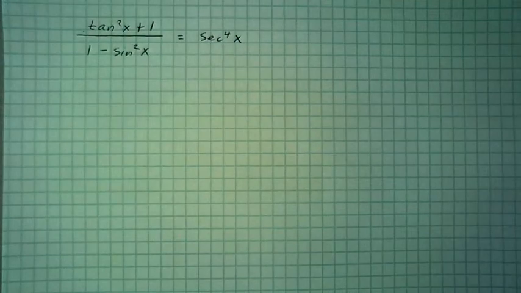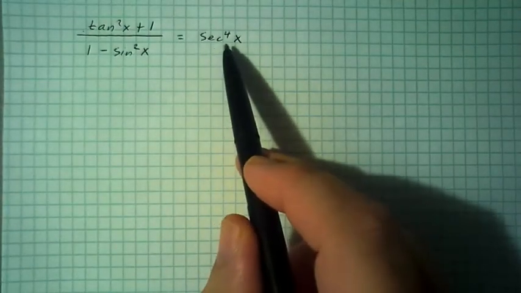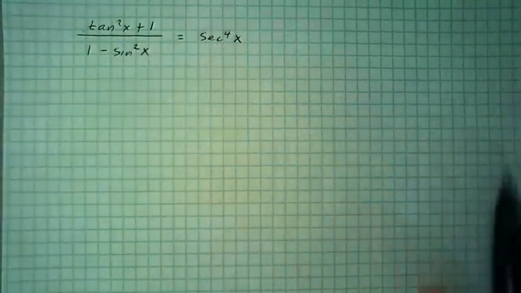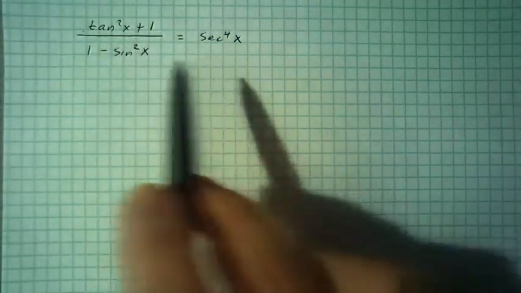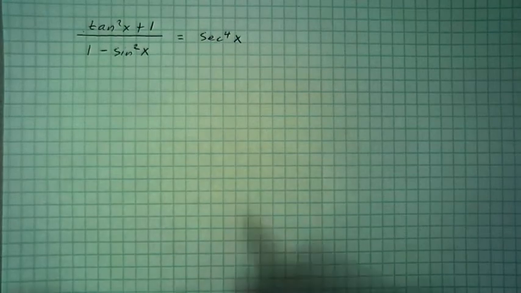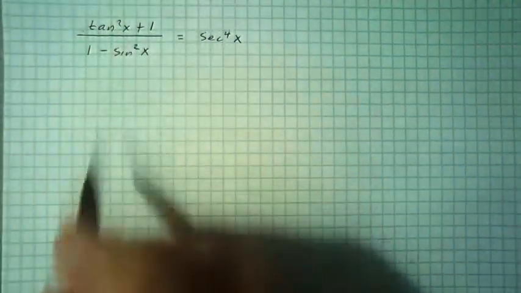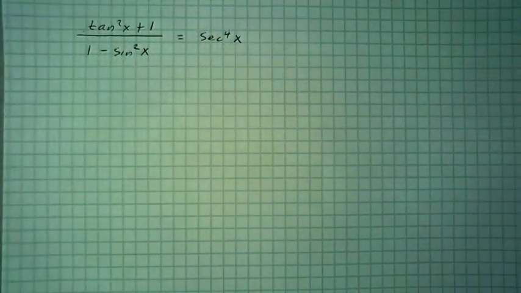Oh, I forgot to pick a side. This side, it's got a fourth power on it, but this side has squares and a big fraction. So this side has clearly got more going on than this side, and this is the side I want to start with. When I'm all done, this should say secant to the fourth of x. That's how I'll know when I'm done. The answer is not what concerns us.